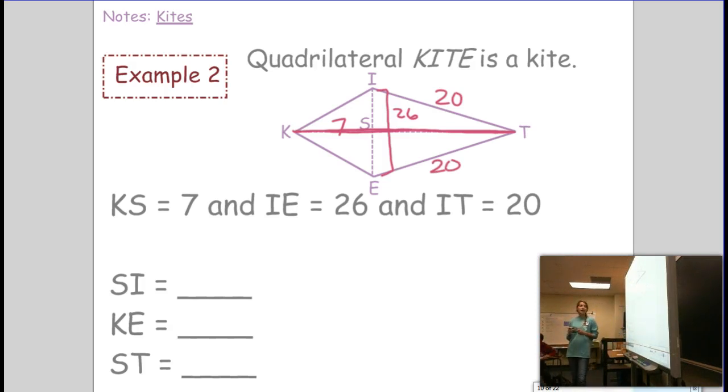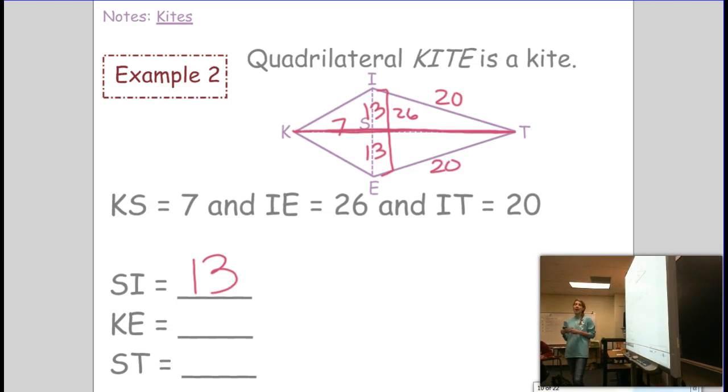Araceli, how long is SI? Very good. 13. Alondra, how did she get 13? What'd she do? 26 divided by 2. If it's a mirror, then this half is identical to this half. It's half and half.